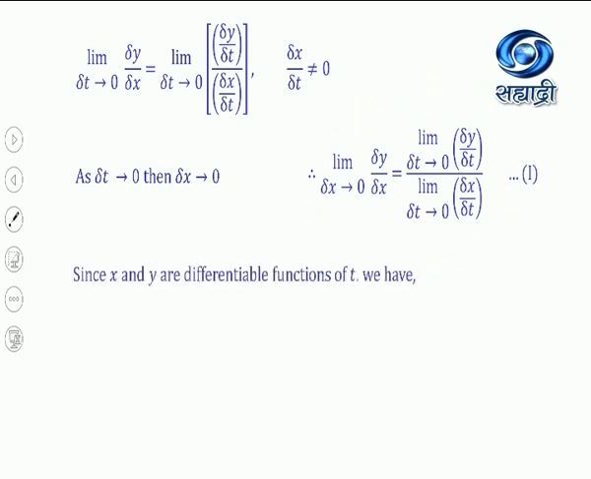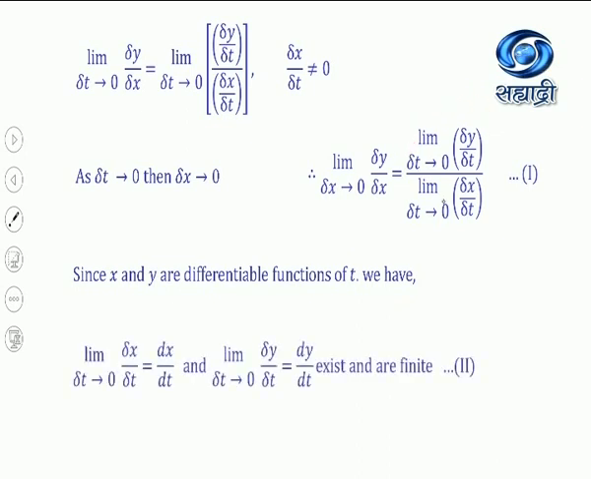Now, here we say that since x and y are differentiable functions of t, then we have this limit and this limit. See here, limit of delta x by delta t as delta t tends to 0, that is this denominator, that is equal to dx by dt by using definition of a derivative, or you may say by using Leibniz notation. And here also, this is our numerator. Limit of delta y upon delta t as delta t tends to 0 equal to dy by dt. Now these exist and they are finite. We denote it by equation 2.